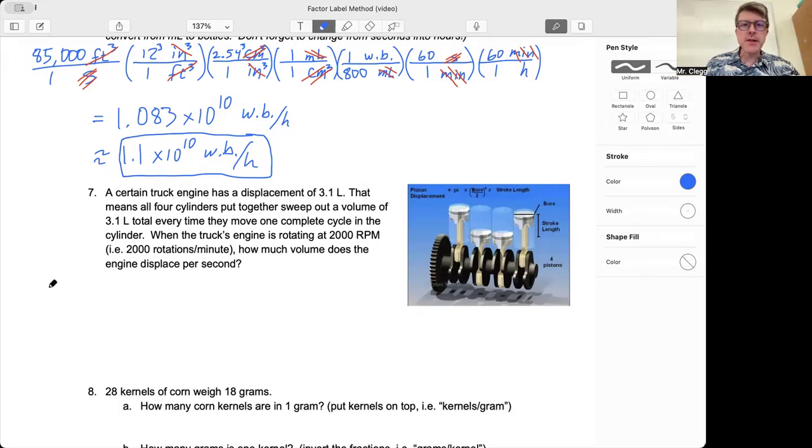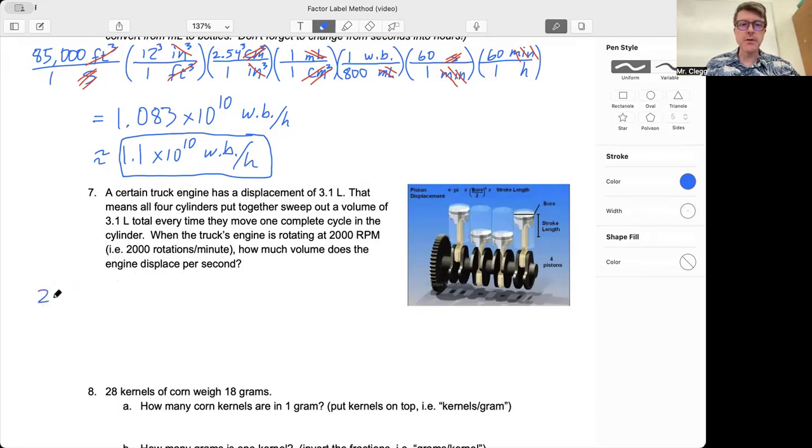So it might be tempting to start this with the 3.1 liter number. It's like, what do we start with? 3.1 liters. But we don't have a time in that. So notice that revolutions per minute or rotations per minute is a time rate. And so we want to start with that, because the liters all by itself, it's actually liters per revolution is what that really is. But I want to start with the time rate here so that I can get that in there.